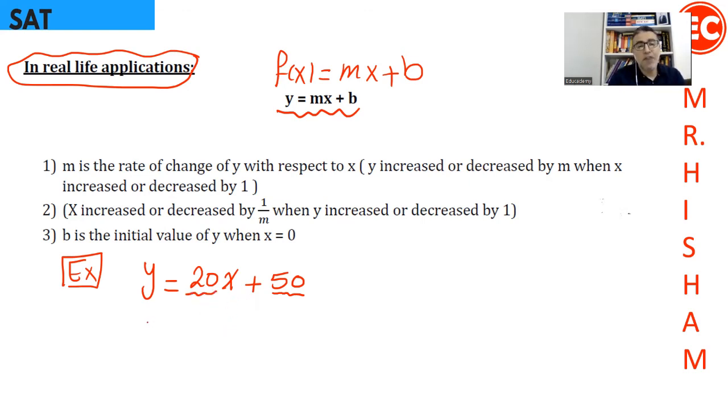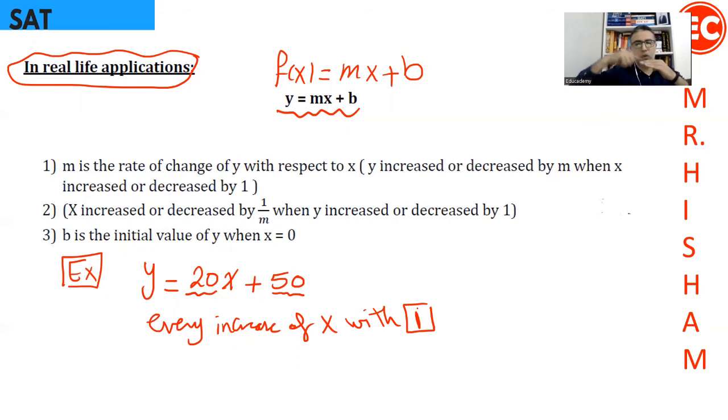So for every increase of x by 1, if I increase the kilometers from 1 to 2, or the number of kilometers from 3 to 4, the number of kilometers is increased by 1, and the value of y is increased by the slope. So the value of the slope is 20.